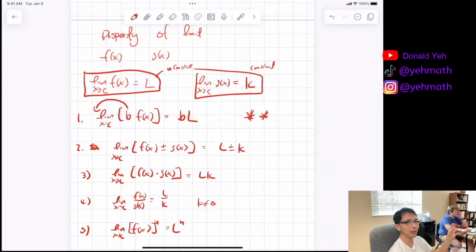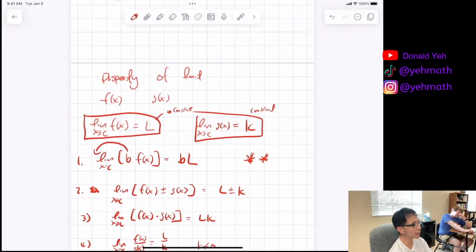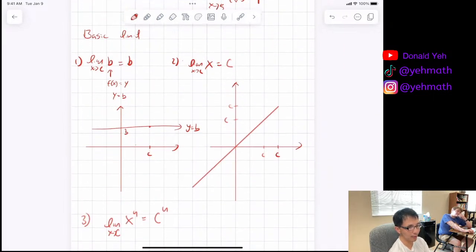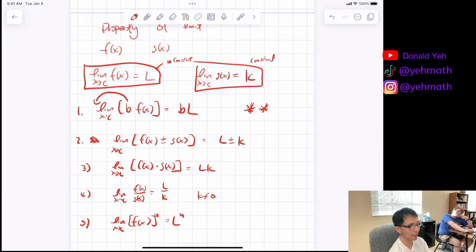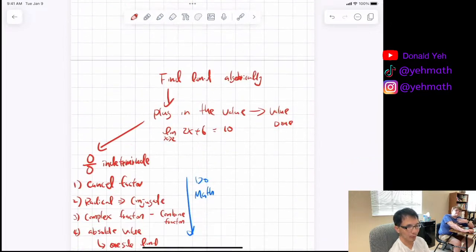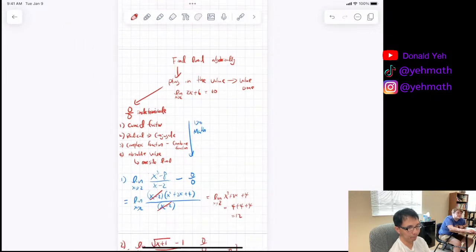Now, if I have f of x plus g of x, it's just going to be L plus k, because one is going to L and one is going to k. The next one is the limit as x approaches c of f of x times g of x. That's going to be L times k. And L over k. They are very intuitive, not hard to understand. I think the basic limit is harder to understand than this. This is very intuitive.